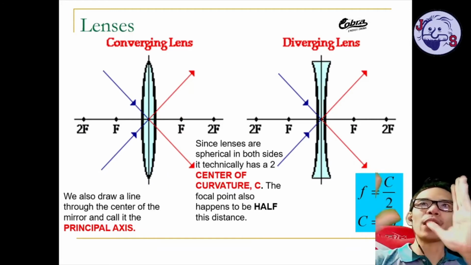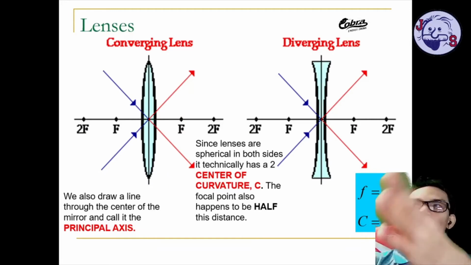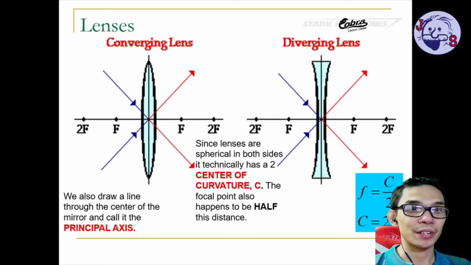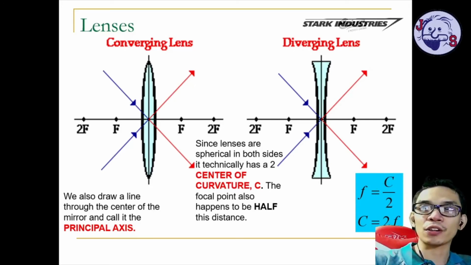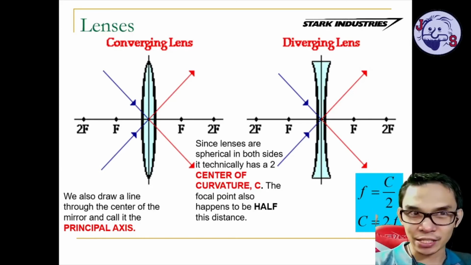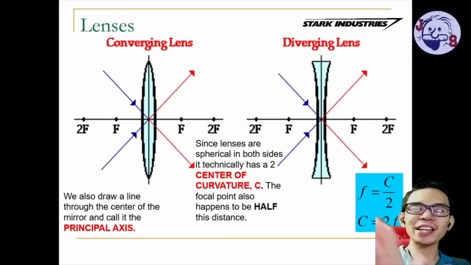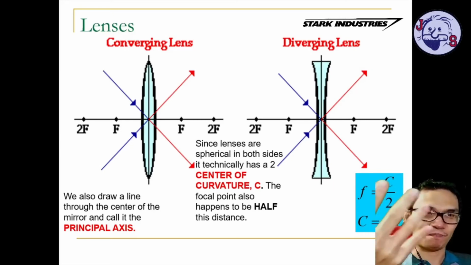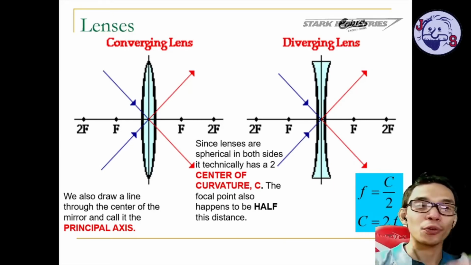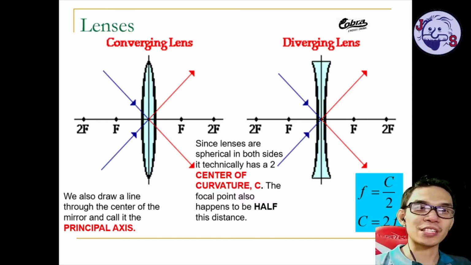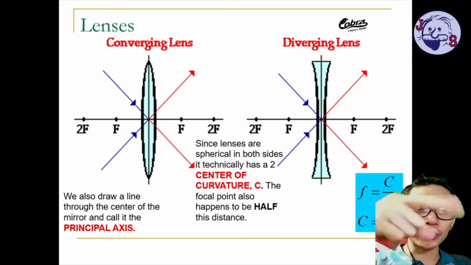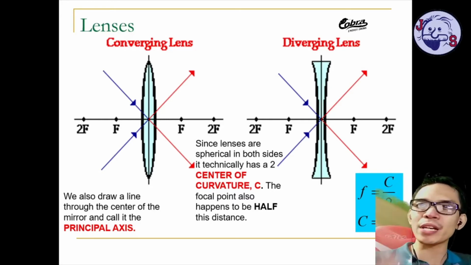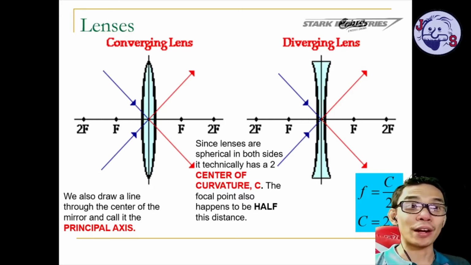All right, so we have here the lenses. As you can see here, it is completely different from a mirror, but it has the same parts. It has center of curvature. It has focal point. But the thing is, instead of having one center of curvature, it has two. Why do you think it has two center of curvature? So you put it in the comment section below. Okay, why do you think that we have two center of curvature here in our lenses?